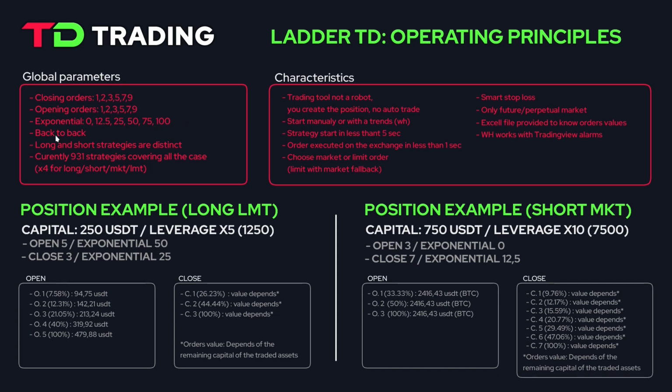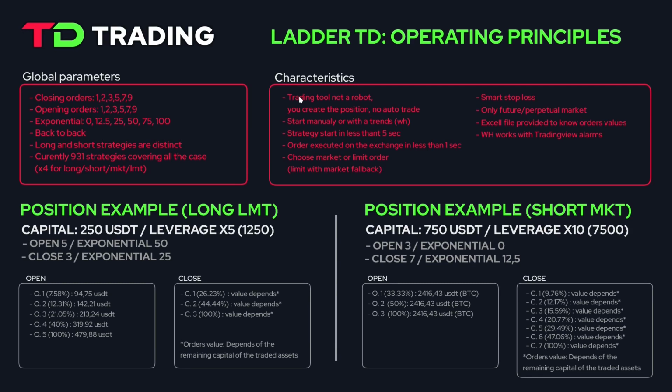The strategy is back-to-back. It means it can execute opening orders after having executed closing orders. Long and short strategies are distinct. Currently we provide 931 strategies covering all the cases. So the 9 closing orders, 9 opening orders, and for the exponential, times 4 to cover long, short, market, and limit orders. So a little less than 4,000 strategies are provided when you buy the product Ladder TD.